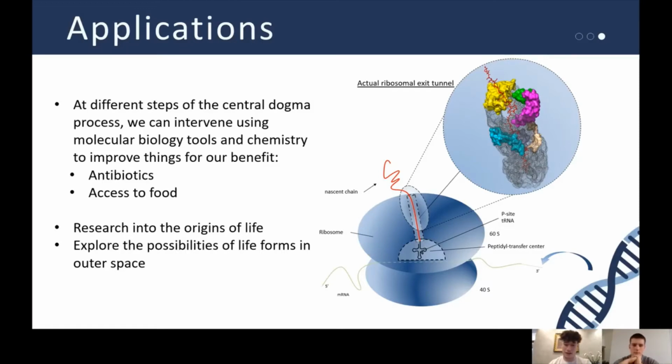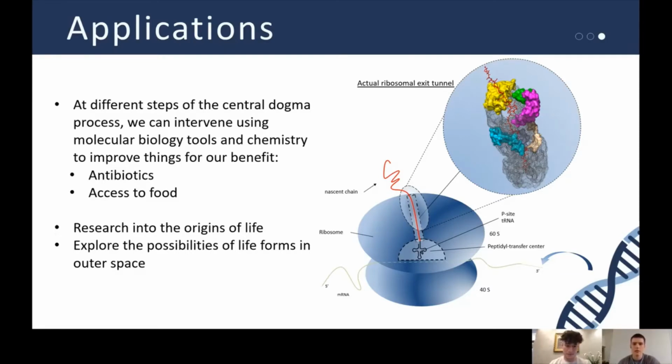And what you see here is how this nascent chain is exiting a structure within the ribosome called the exit tunnel. Now the schematic might look quite simple, but you'll be surprised to find that in reality, it looks more like this. Maybe not with all the fancy colors, but it definitely is a really, really complicated structure.